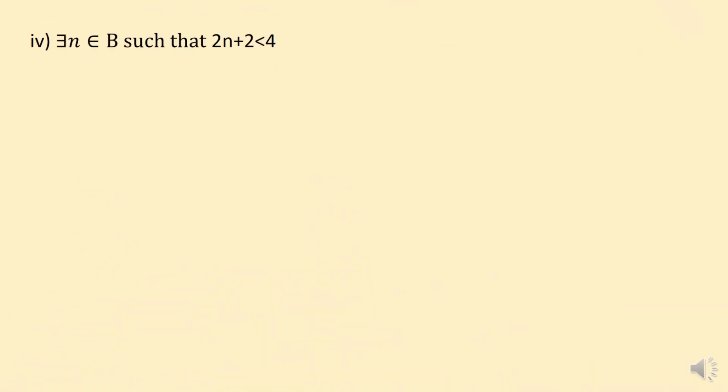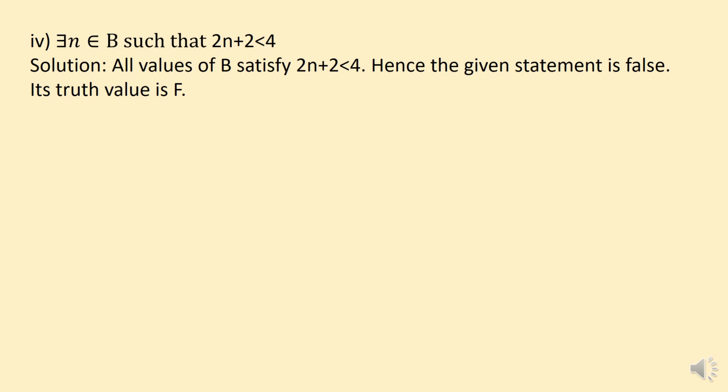Next sum. There exists n belongs to B such that 2n plus 2 less than 4. Here we observe that all values of B satisfy the given condition. Hence, the truth value of the given statement is false because the quantifier used there is wrong. It should have been for all. Thus, the truth value is F.